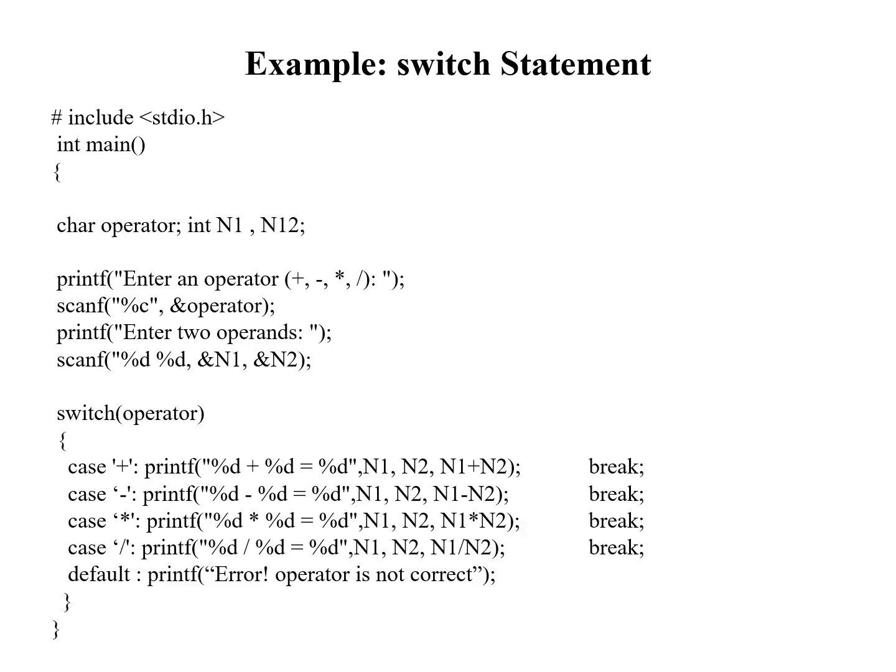As our operators plus, minus, star, slash are all character constants, if the character plus is true, then take the addition of n1 and n2. So this is the expression, and then we will use break. Similarly minus, multiplication, division, and lastly default. If no operator matches plus, minus, multiply, division, then what will we do? We will just use the default and print error, operator is not correct.